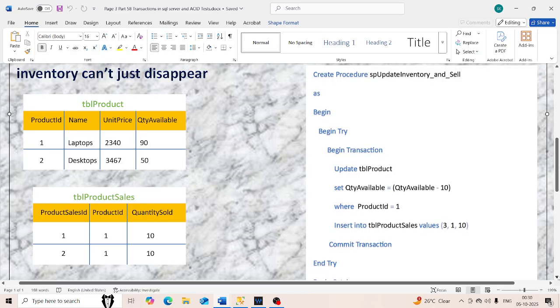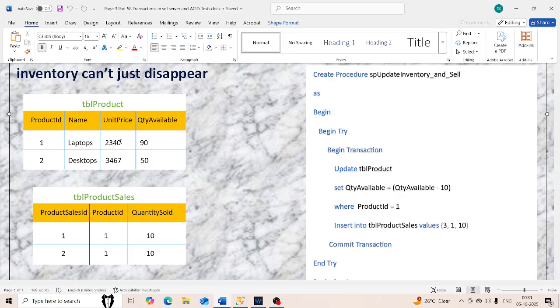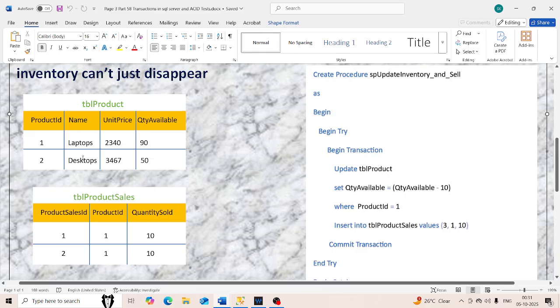I have two tables here, tblProduct and tblProductSales. tblProduct is like an inventory table which contains the information about the product and the quantity available. Now, whenever we sell a product, an entry should also be made into the tblProductSales table.